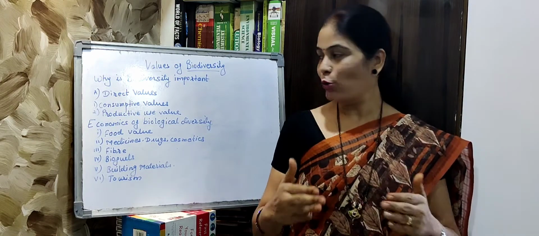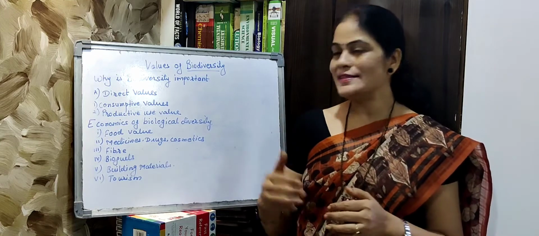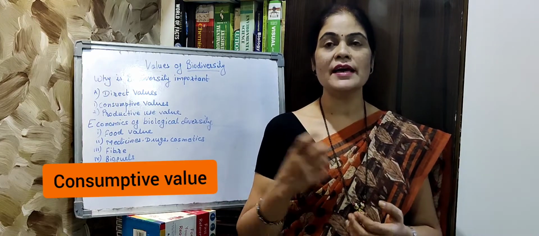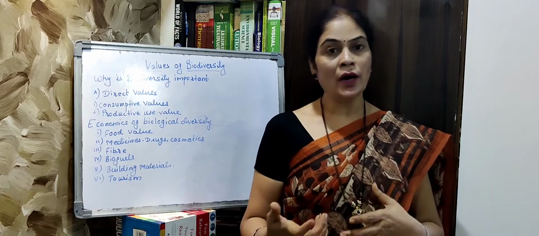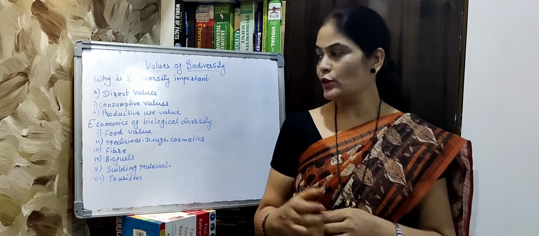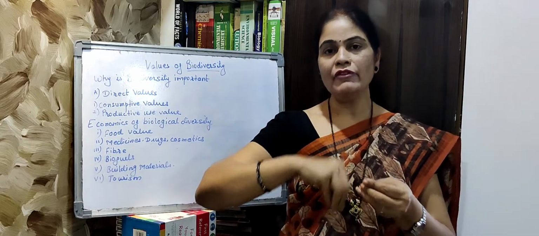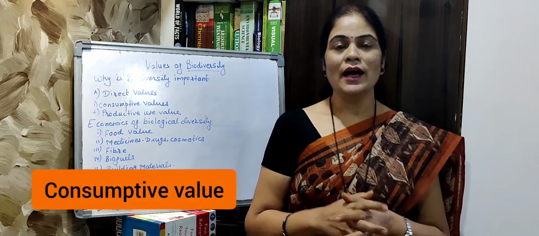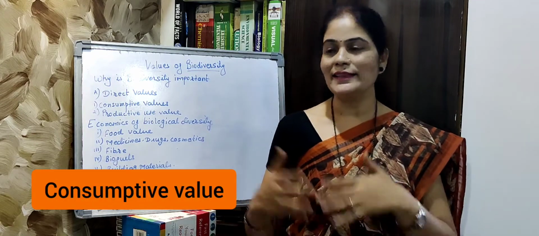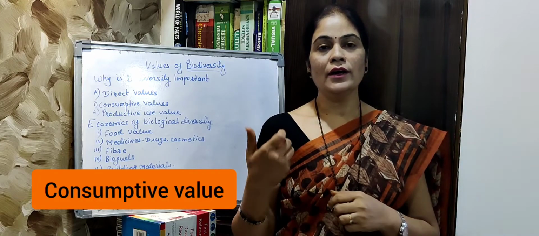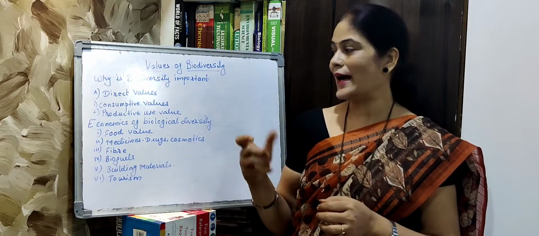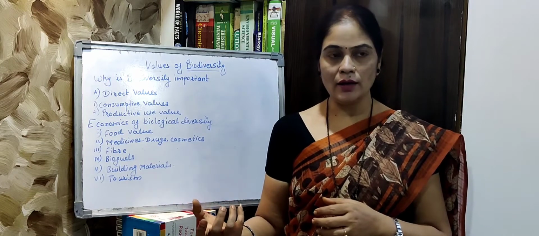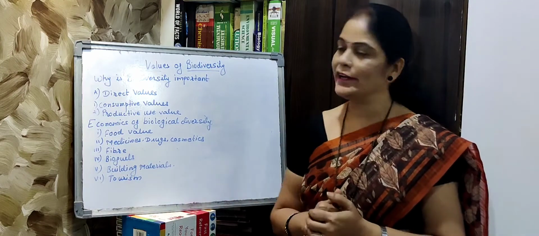Direct values are divided into two portions, consumptive value and productive use value. Consumptive means direct consumption from the biodiversity, direct consumption from nature. Direct consumption means here the firewood, the timber and the food content. Means directly we are consuming from the biodiversity. After that, the productive value means harvesting and production. For example, honey and gum, rearing of gum, honey, all those are the productive value. In productive value, the proper cultivation of agriculture, meaning fruit cultivation or vegetable cultivation, is also included.